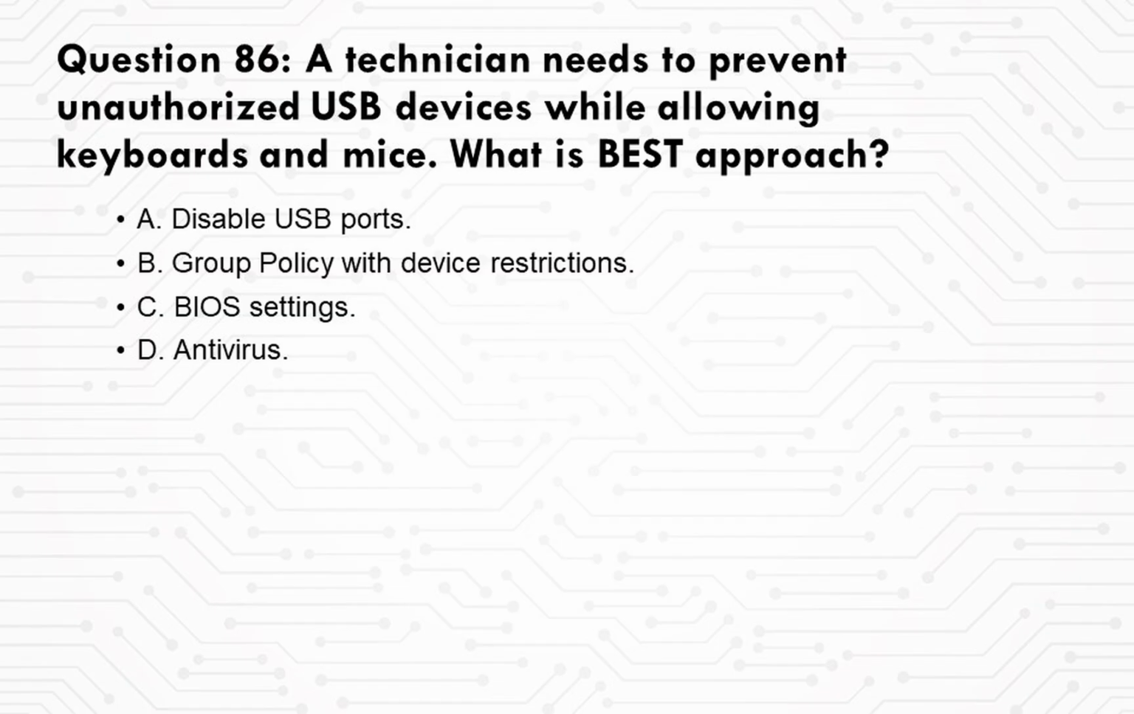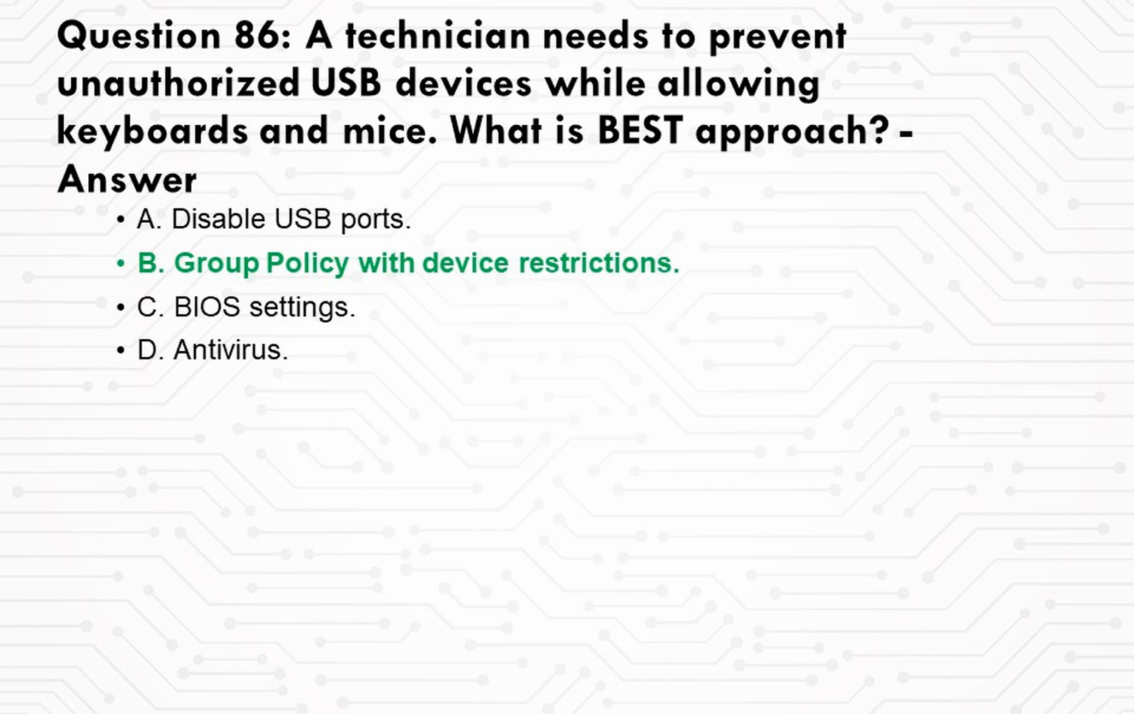Question 86. A technician needs to prevent unauthorized USB devices while allowing keyboards and mice. What is best approach? A. Disable USB ports. B. Group policy with device restrictions. C. BIOS settings. D. Antivirus. Answer: B. Group policy allows granular control over device types.